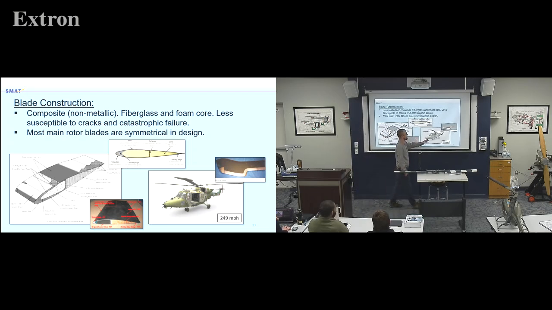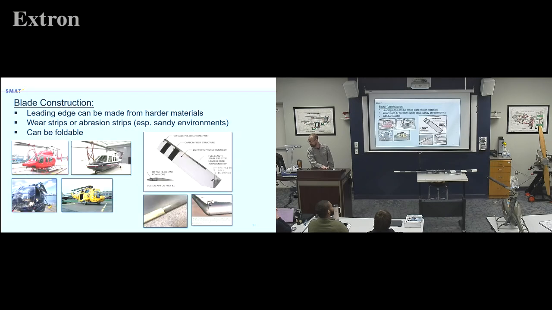Okay? All right. So the Lynx, though, had a BERP tip blade, which was super cool. Do I understand it? No. All I know is it made some kind of weird shape at the end here. Okay? And so it came around, and the way that it sliced the air allowed it to go super fast. So it set the record. Leading edge can be made from harder materials, wear strips or abrasion strips, and can be foldable.